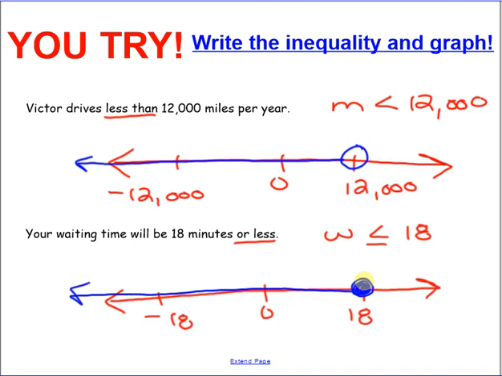Okay, if you're not done, pause the video, and if you are done, let's check your answers. So for the first one, you should have gotten M is less than 12,000 because you drive less than 12,000 miles per year, and then you'll graph it with an open circle. For the second one, you should have gotten W is less than or equal to 18. The reason why it's less than or equal to is because it says your wait time will be exactly 18 minutes or less. So it can be exactly 18. And for that, remember, you'll need a colored in circle.